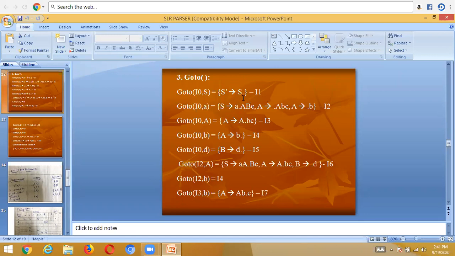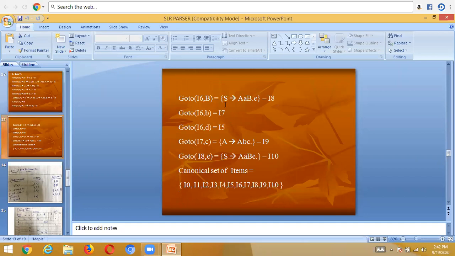State-to-state transition means I0 with S goes to I0. I0 with A goes to I2. I0 with A goes to I3. I0 with B goes to I4. I0 with D goes to I5. And I2 with A goes to I6. I2 with B goes to I4. I3 with B goes to I7.